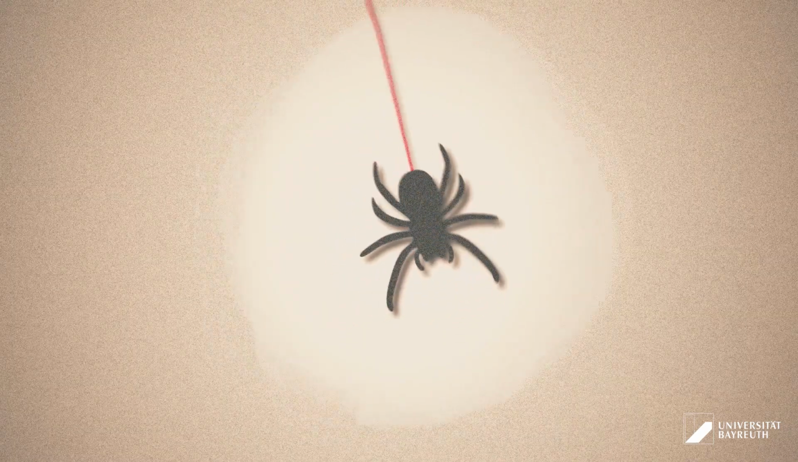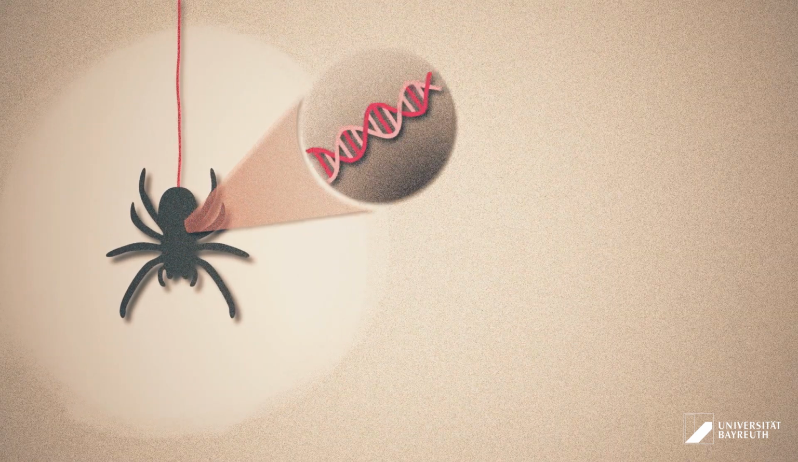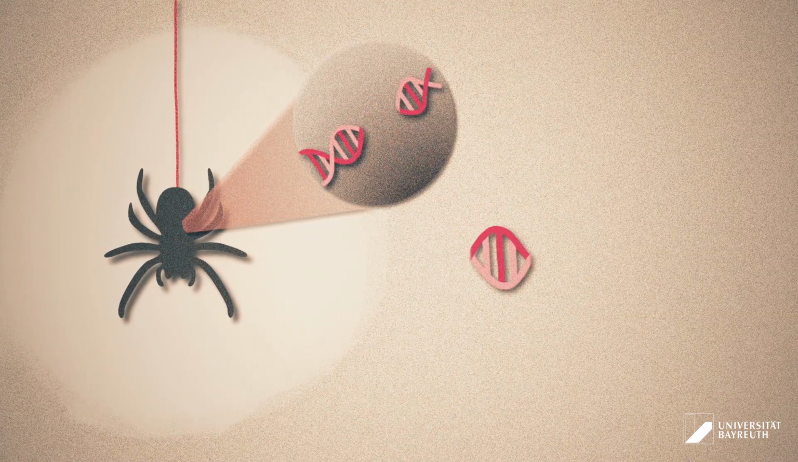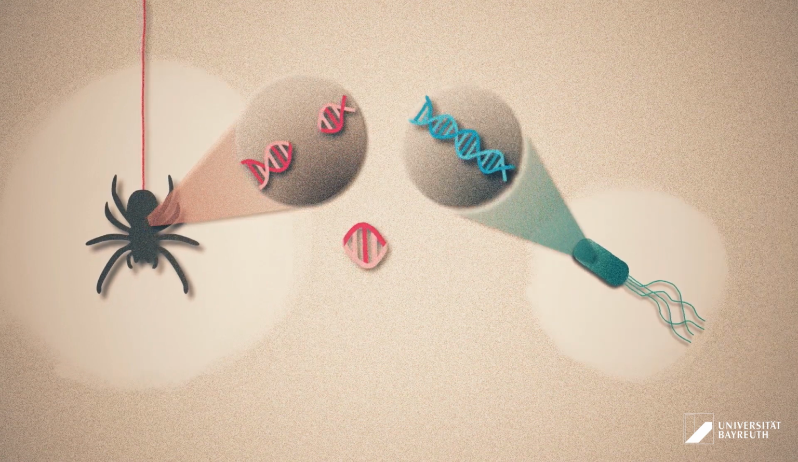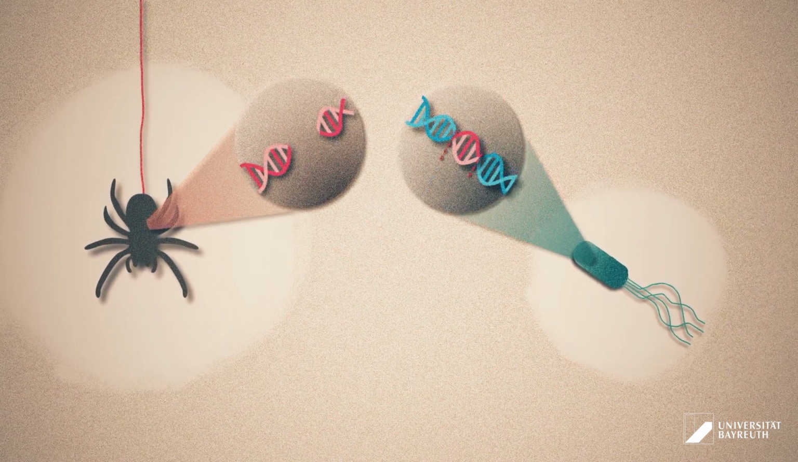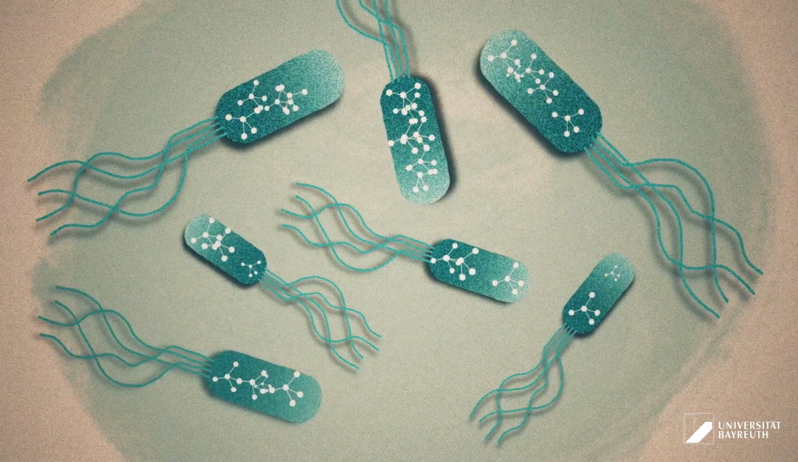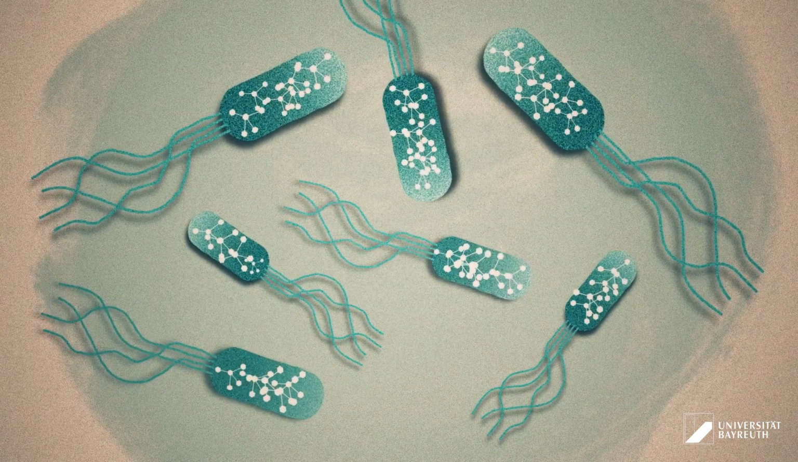The basic idea was simple. From the genetic material of the spider, copy the piece of DNA responsible for spider silk. Then insert it into the genome of some bacteria. The bacteria produce the spider silk protein. And then it can be harvested.